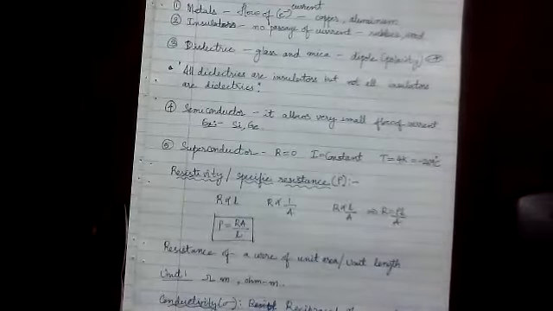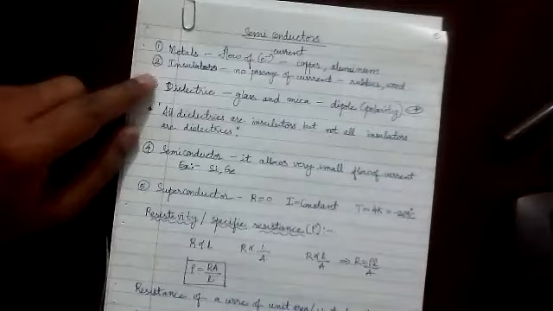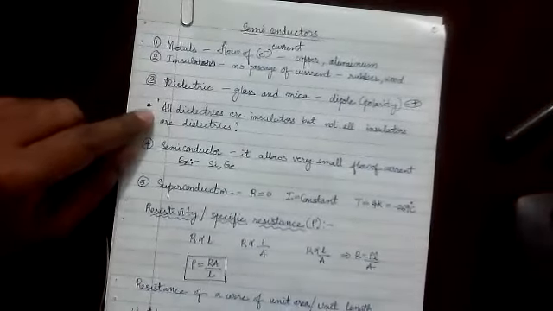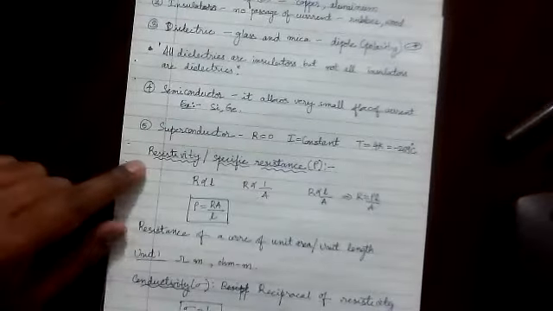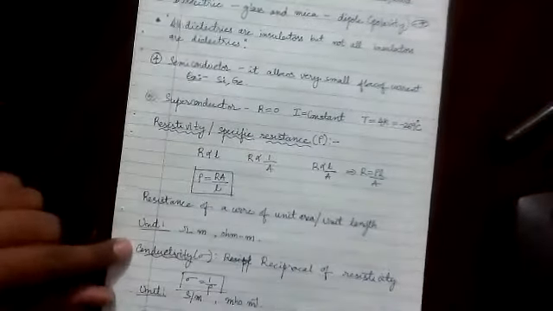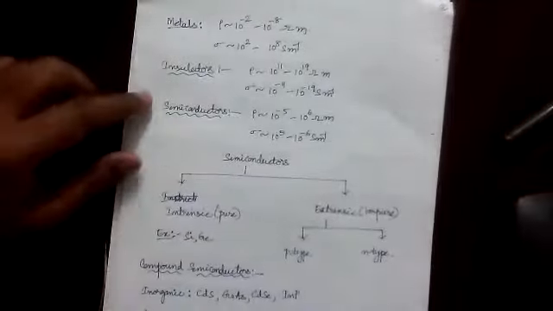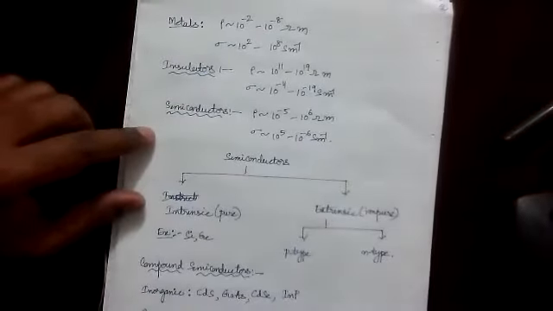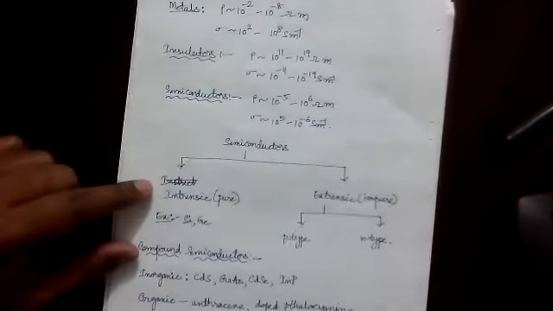In the previous classes we discussed the classification of metals, insulators, dielectric materials, semiconductors and superconductors. Then we defined resistivity and conductivity. Then we discussed the values for metals, insulators and semiconductors. Then the classification of semiconductors: we have intrinsic and extrinsic.